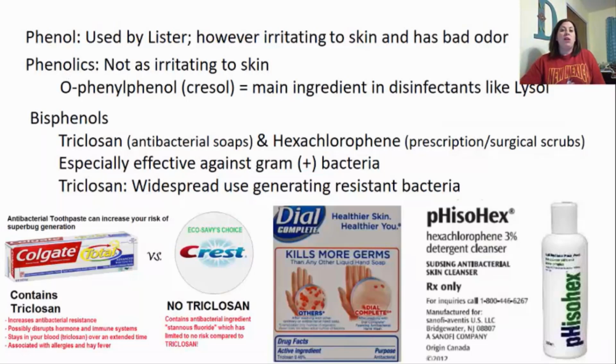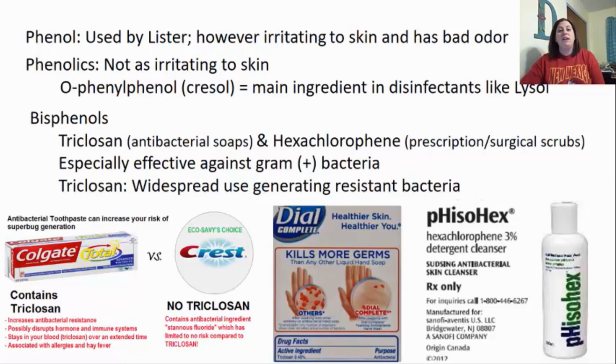So guys, when we look at these groups, phenol was actually used by Lister. And if you remember when we talked about him in Unit 1, he was the first one that started disinfecting. And he was the one that was trying to reduce the idea of the childbirth fevers and also during surgeries and passing on infections. However, he found that this is very irritating to the skin and it did have a really bad odor. This then led again to the phenolics. This is not as irritating to the skin. One of the main groups is what we call cresol. It's the main ingredient in the disinfectants like Lysol.